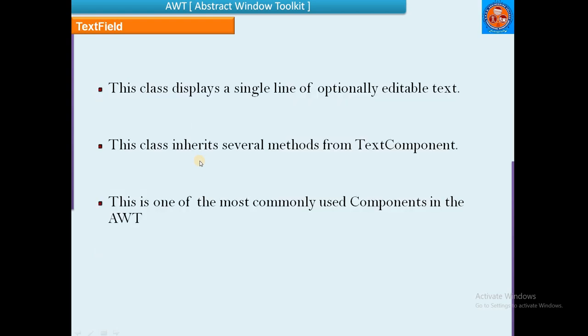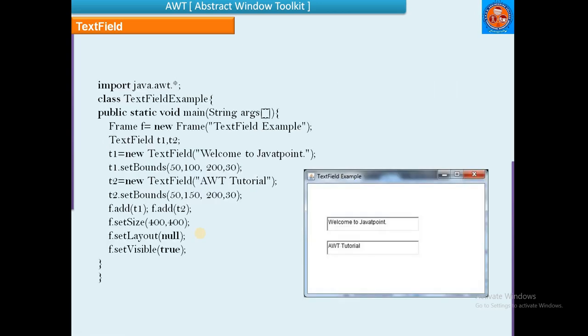Text field. A text field is similar to a label, except it is editable, whereas a label is read only. This class displays a single line of optionally editable text. That means it will display a box in which you can type something. By default it has some text, and if you want to, you can edit it. This class inherits several methods from TextComponent. This is one of the most commonly used components in AWT. This is the example of a text field.